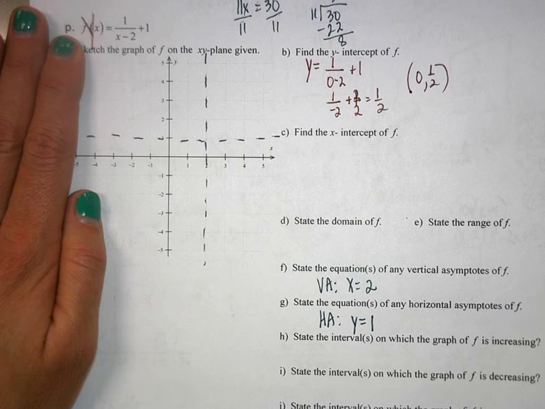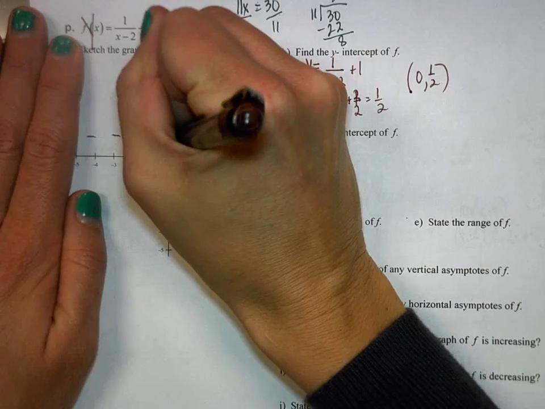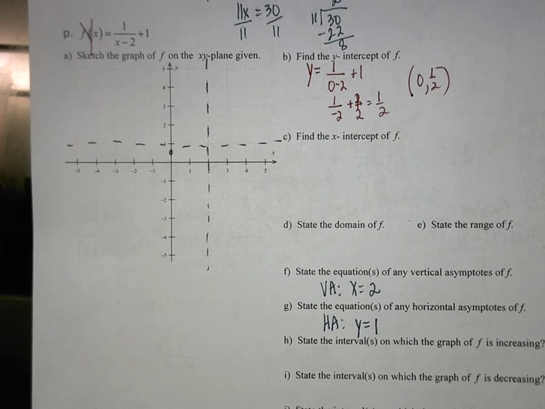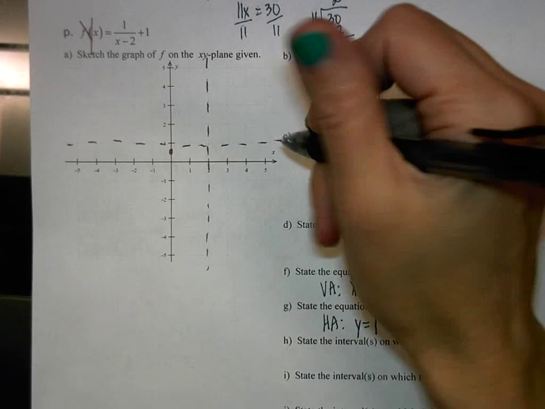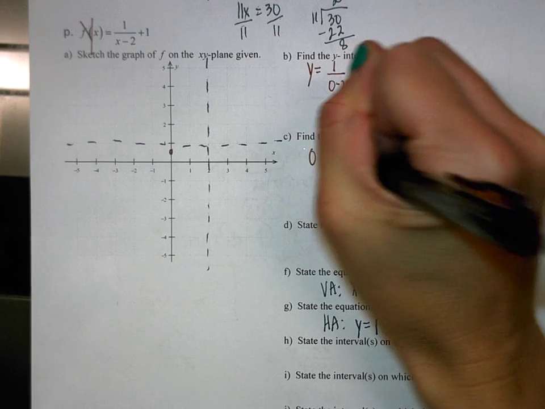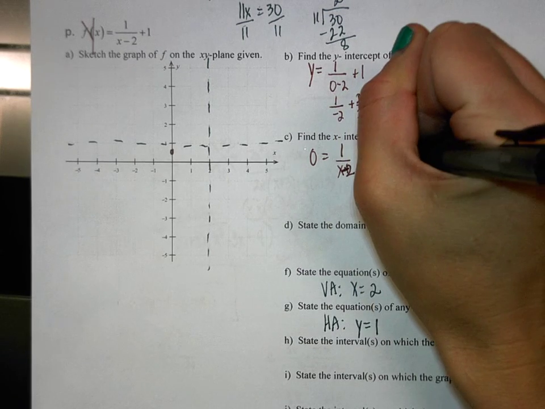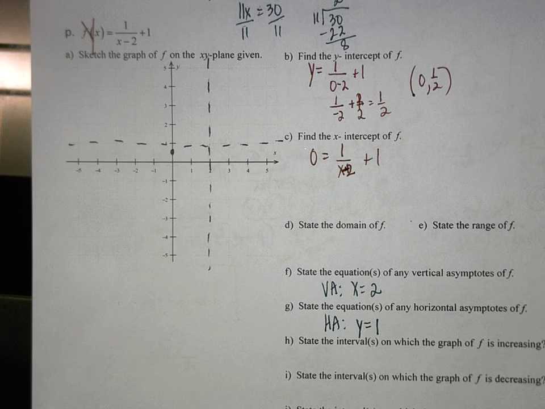And so let's go and plot that. So 0 on the x-axis, and then we go up a half on the y. So there's 1 point. So we can tell right now that there's going to be a curve in that quadrant or that area, right? Okay, how do I find the x-intercept? Good. Plug in 0 for y and solve for x. So we have 0 equals 1 over x minus 2 plus 1. Okay, what would I do to solve this one? Would you subtract 1?